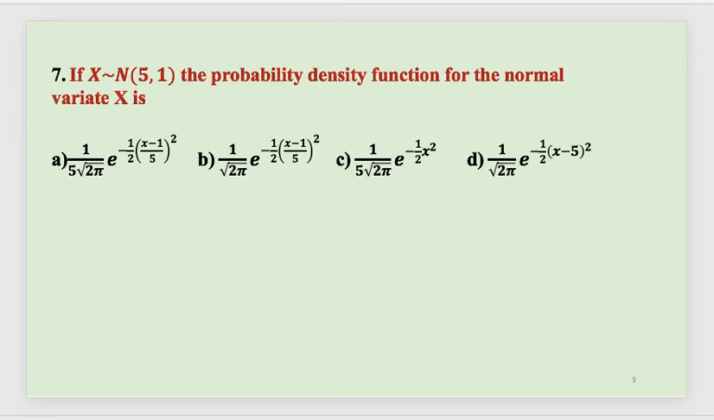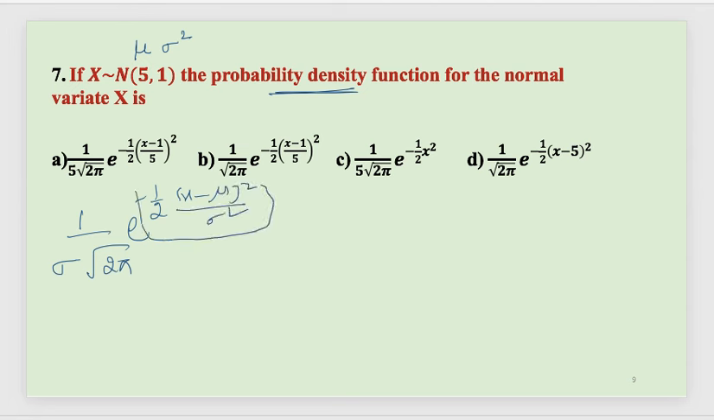Now let's see the next one. Here x is given with mean 5, and I'm going to take the variance as 1, and they are looking for the PDF. Let us recall the formula for the PDF. It is 1 upon sigma root 2 pi, e to the power minus half, x minus mu whole square divided by sigma square. So this is in the power of e, right?